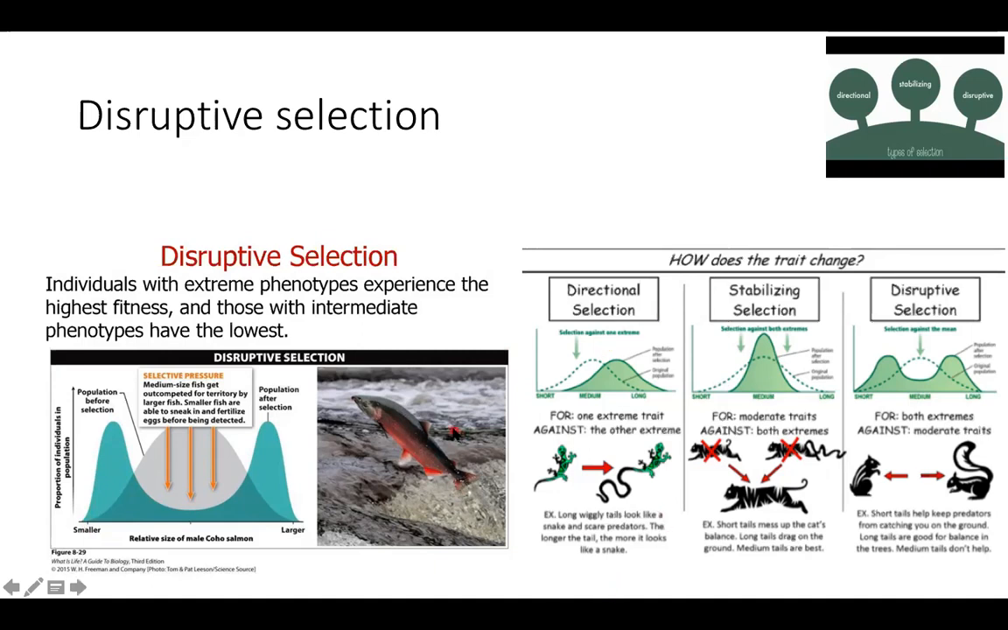and here's just a few more examples so you can have a look at those, give you an idea of directional, stabilizing, and disruptive selection using the idea of tails on animals. So read through that. Okay, and here's a video. So if you could watch this video as well. This is just about 2.5 minutes long, and it will just review the ideas of directional, stabilizing, and disruptive.